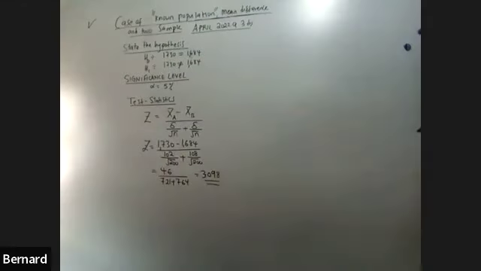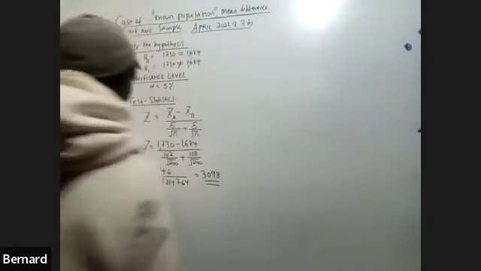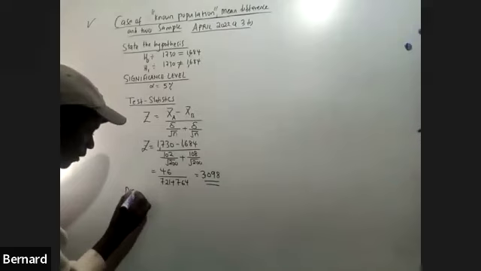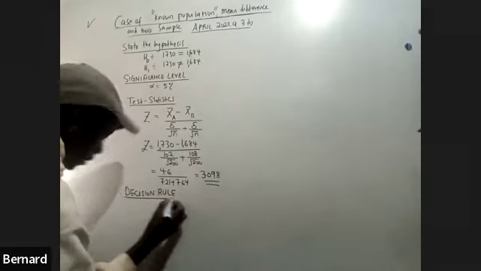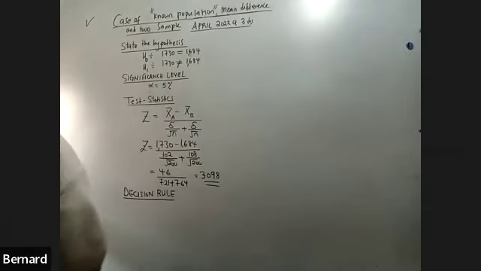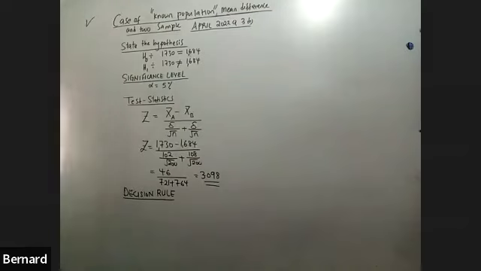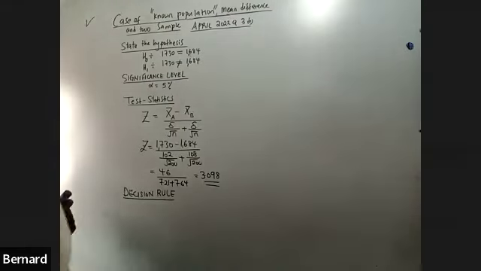After we come up with our Z, then you need to find, step next, our decision rule. Decision rule. So what will be our decision rule?